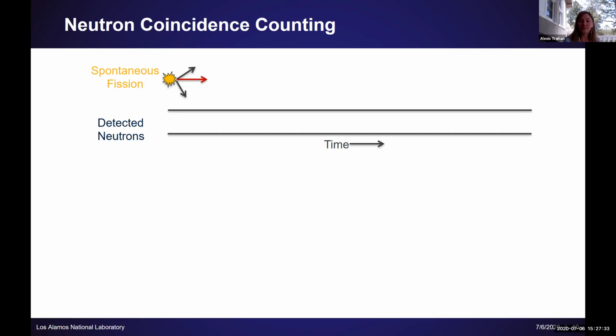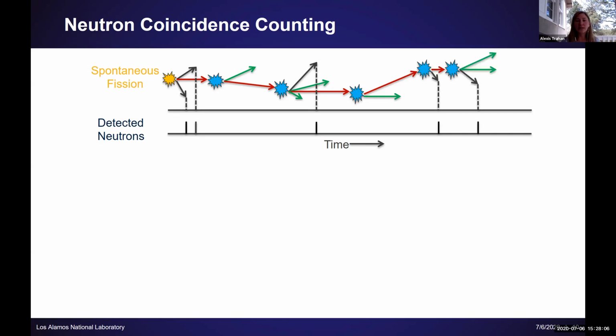The first neutron thermalizes in whatever moderating material is in your detector system and is detected at some point in time. The next neutron takes a little bit longer to thermalize, but then it's also detected. And then the third neutron causes another fission event within the material. That fission event emits 2 neutrons. One of them escapes, one of them causes another fission. This time 2 escape, 1 is detected, so now we have another pulse in time here. This goes on and on until all the neutrons from this fission chain are either detected or escape. So all these neutrons that you see here on this time axis are correlated.